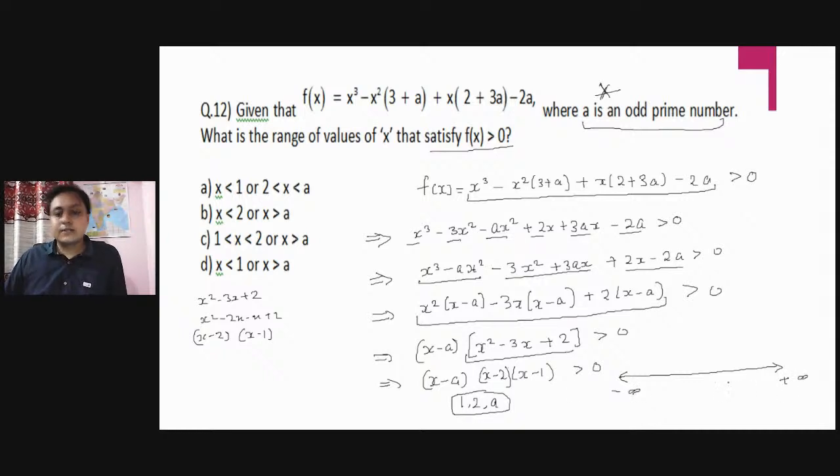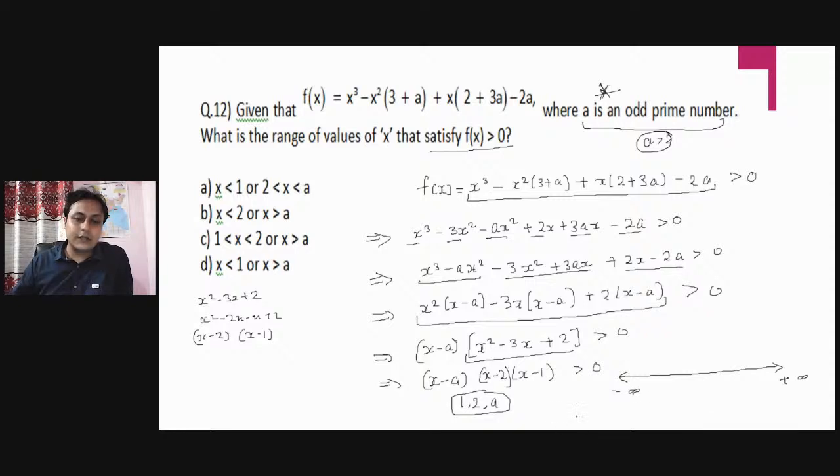So guys, some people might be wondering where a will come from, but it is given in the question. A is an odd prime number. So guys, 2 is the smallest prime number and the only even prime number. Since a is an odd prime number, a should be greater than 2. The minimum possible value of a is 3, right? So definitely a should be greater than 2.